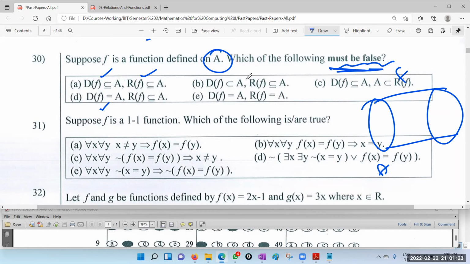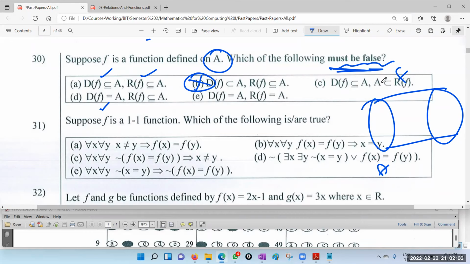I hope this is AND. They have not mentioned whether it's AND or OR. Because this is false, I will say this is the answer. Domain of A must be A. Yes. Range of A must be A. Okay. Domain of A must be a subset of A. A must be a proper subset of range of Y. Must be false. This is true.